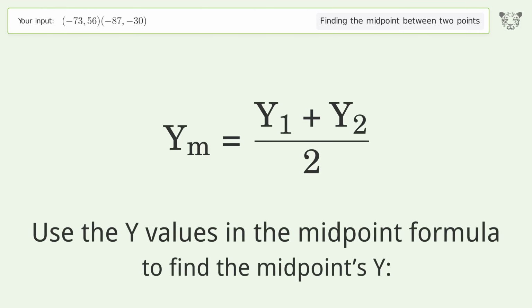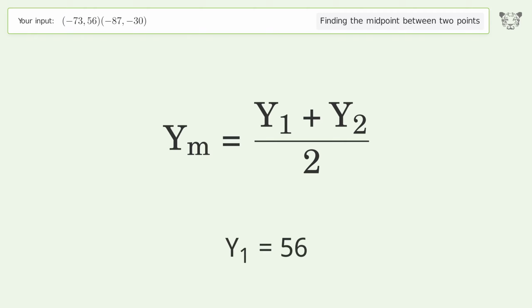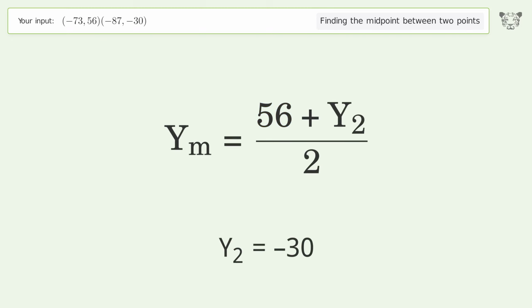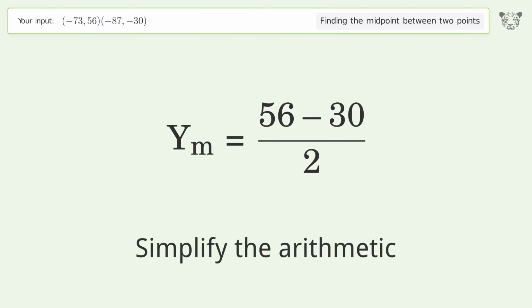Use the y values in the midpoint formula to find the midpoint's y. y1 equals 56. y2 equals -30. Simplify the arithmetic.